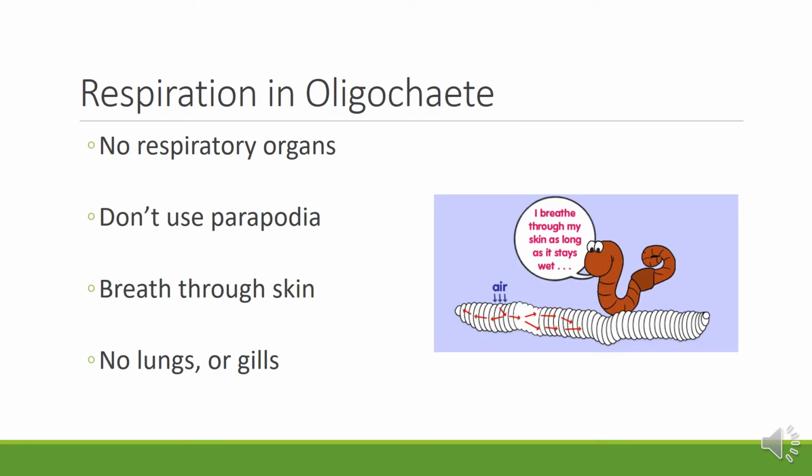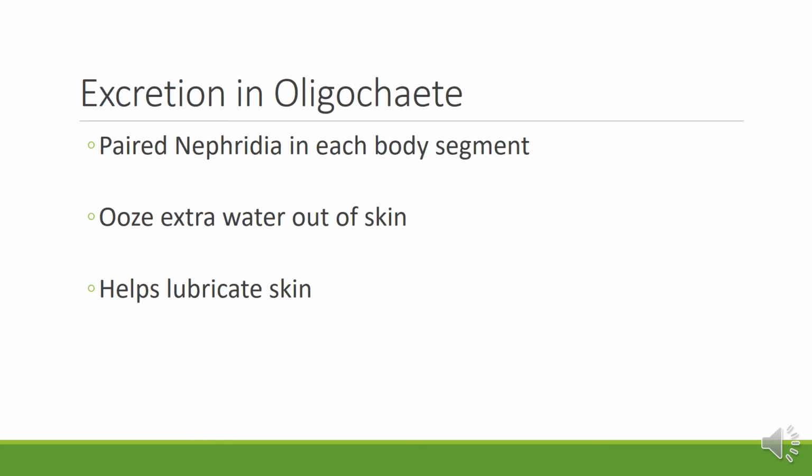Respiration in oligochaetes. They have no respiratory organs. They don't use their parapodia. They exclusively breathe through their skin. They don't have lungs or gills. So you can see by this GIF on the right here, I breathe through my skin as long as it stays wet. These guys need moisture to be able to breathe. But at the same point, if they get stuck underwater, they will drown because they need to have air available for their skin to reach as well.